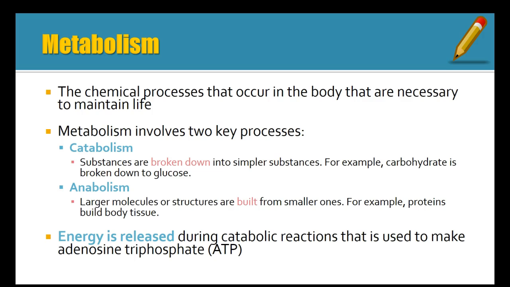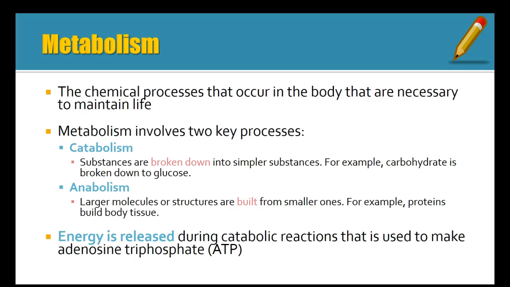So metabolism is the definition of all chemical processes that occur in the body that are necessary to maintain life. There are really two key processes involved in metabolism, and that's catabolism and anabolism. Catabolism is where you break down substances into simpler substances. So this is your digestion. This is breaking carbohydrates down into glucose or your lipids into glycerol and fatty acids.